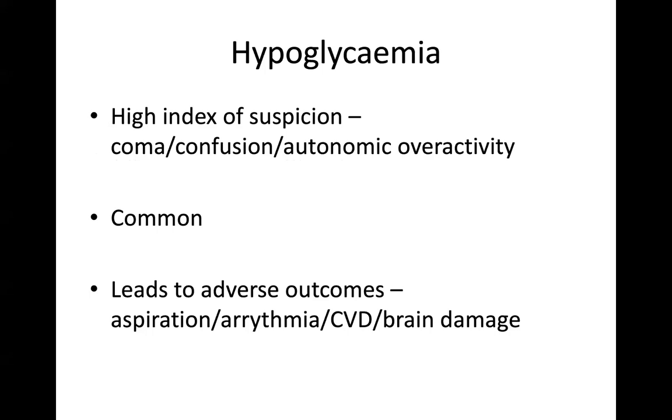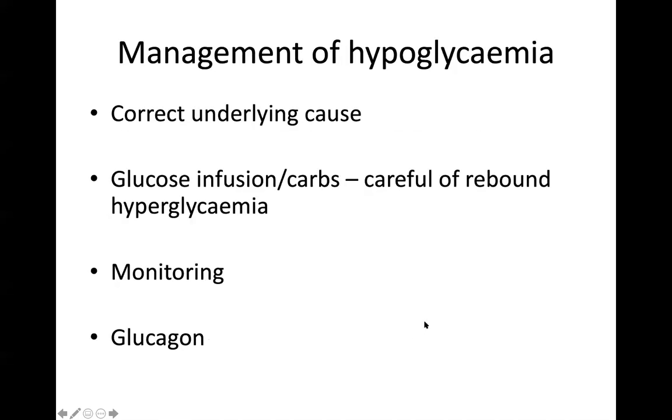So hypoglycemia, again, is a reason for coma, altered consciousness, confusion. So anyone with these features, autonomic overactivity, we should suspect hypoglycemia. And also, since there are a lot of diabetic patients, it's also common. If you don't intervene early, they can have aspiration if they're in coma. They can get arrhythmia. They can get cardiovascular events because of arrhythmias, as well as they can have fluctuating blood pressure. And also, if it is severe, they can get convulsions, brain damage, and so on.